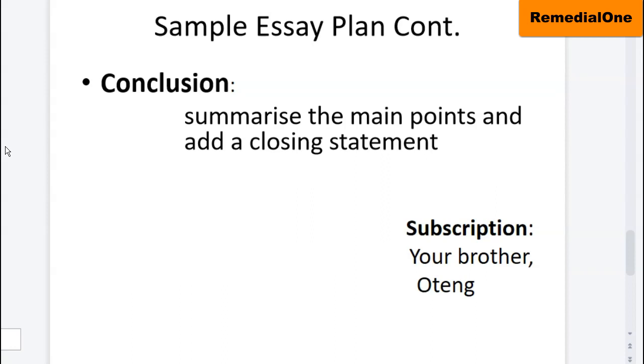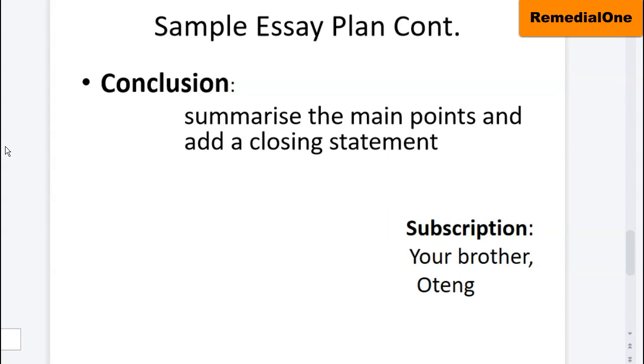You should know that the concluding paragraph is a paragraph too. It is not really a sentence. It should have 2 or 3 short sentences that neatly tie everything together so that it really looks like a conclusion. Then the last thing this candidate is going to do is the subscription. And here he's going to write "Your brother, Obtained." This is in short how the plan should look like.